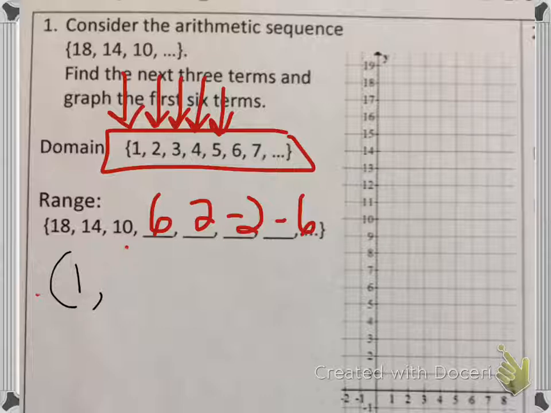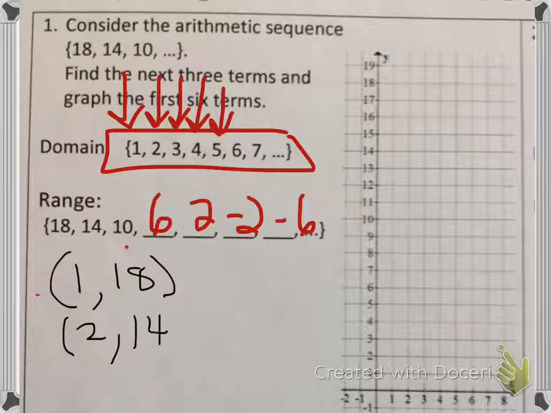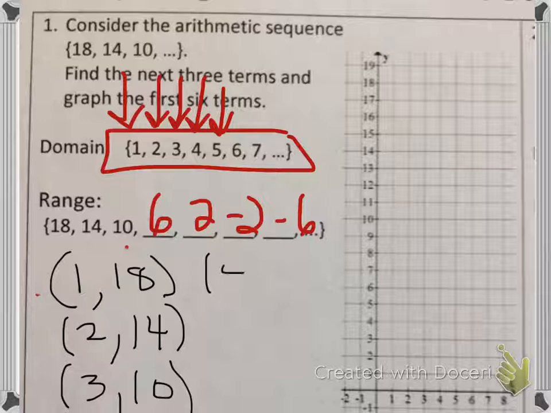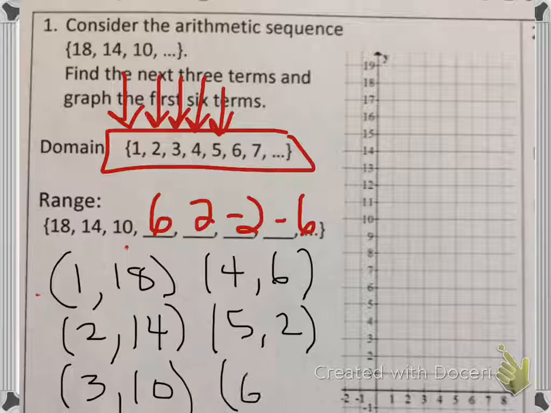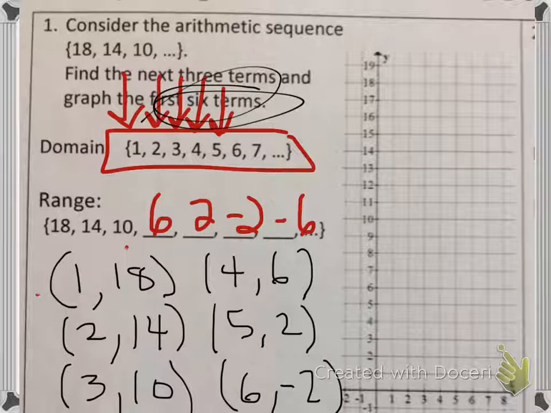My first term was 18. My second term was 14. My third term was 10. My fourth term was 6. My fifth term was 2. My sixth term was negative 2. It says that we only need to graph the first 6 terms, so I'm done there, but I could have said my 7th term was negative 6, and I could have also graphed that. So let's graph these and see what happens here.